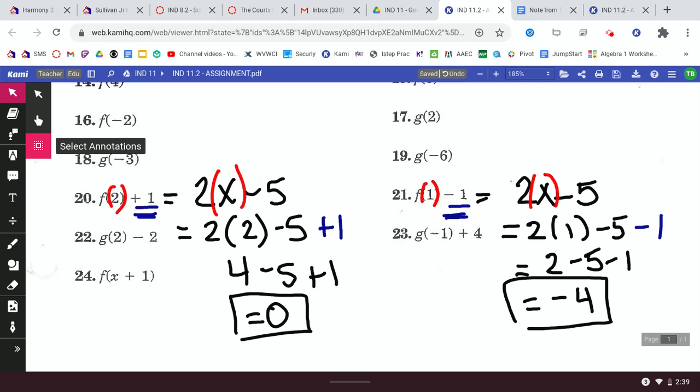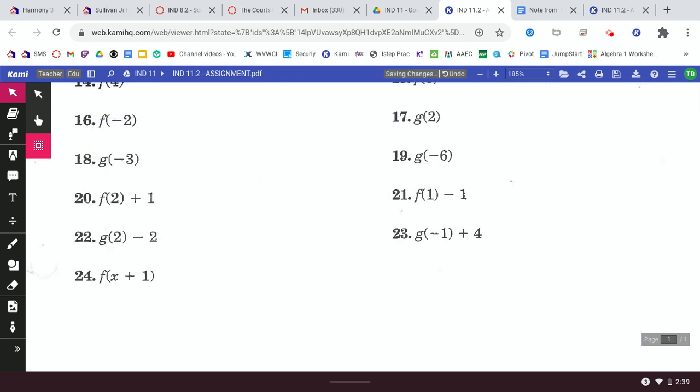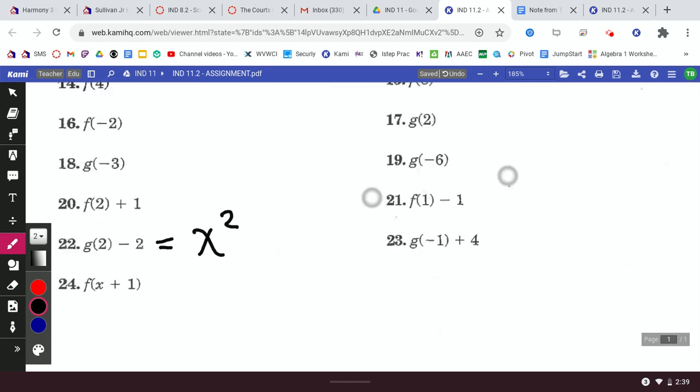Are we good there? Okay, if I need to slow down or if you guys have any questions, please don't hesitate to holler. All right, number 22. g of 2 minus 2. So our function of 2 minus 2. So our g function is x squared plus 4x.